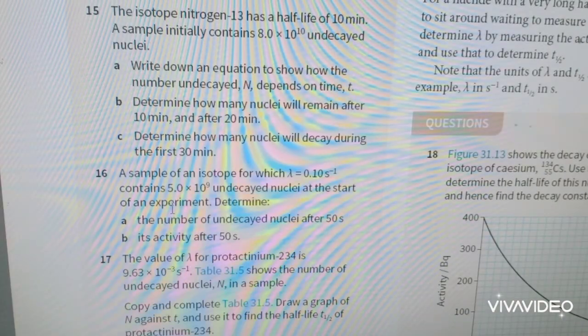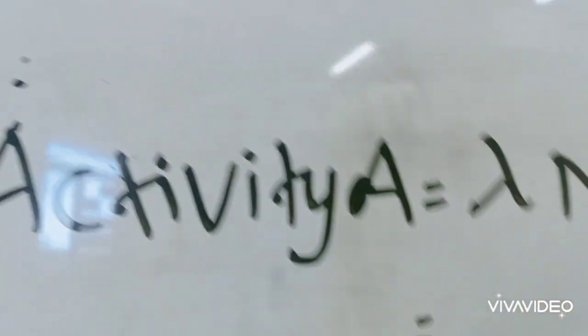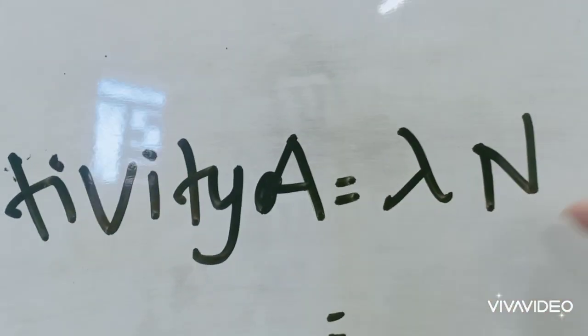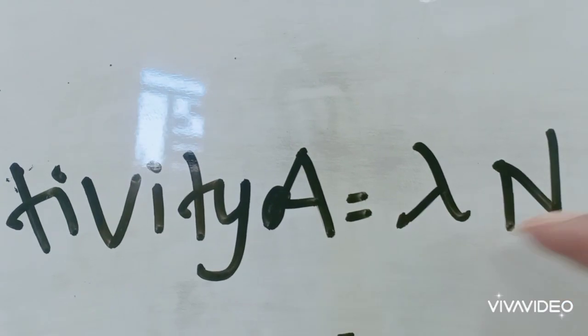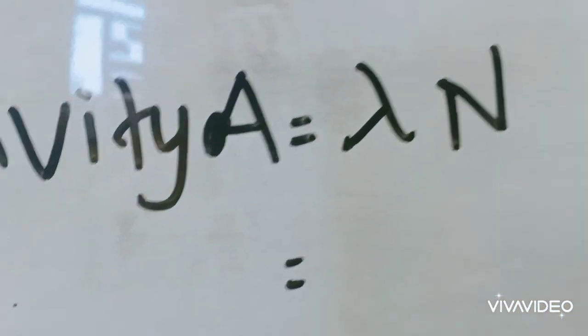For number 16B, it's the activity after 50 seconds. So after we got the N, then we can calculate the activity simply by lambda times N. Lambda is 0.1 and then N from here. Then you will get the activity for 50 seconds.